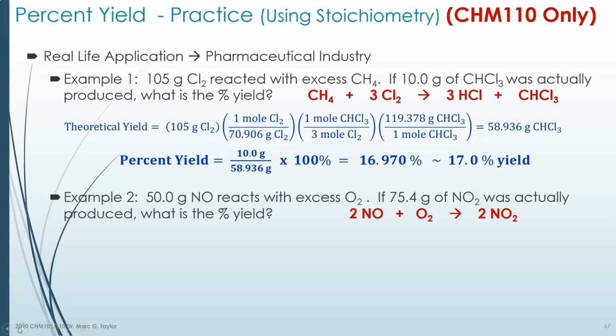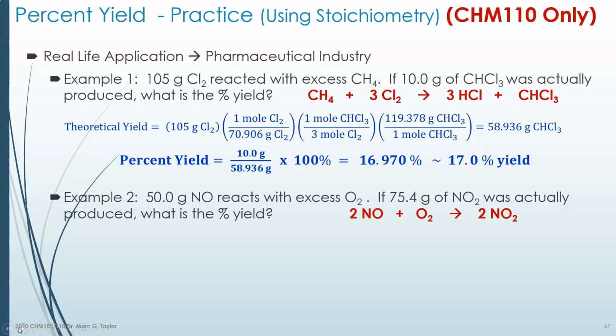You can calculate all 3 molar masses on your own and then determine your theoretical yield. Actually, you only need the molar mass of NO and the molar mass of NO2. You don't need it for oxygen. And determine your theoretical yield using stoichiometry, and then compare that to your actual yield, 75.4 grams, and calculate the yield. And I'll pause here. You can stop it. And let's see how you did.